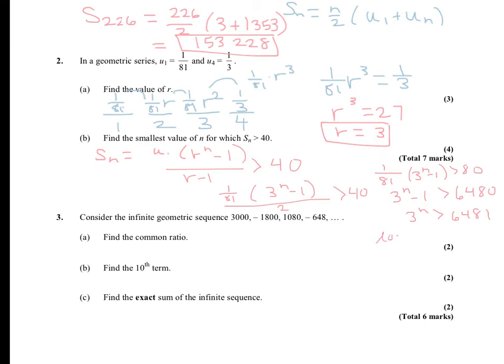So we take log base 3 of both sides. So on the left, that leaves us with n, and on the right, that leaves us with 7.9886. And so the smallest value of n, where the sum is going to be greater than 40, would not be until n was 8.